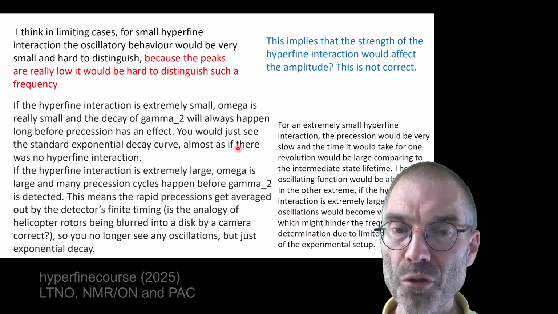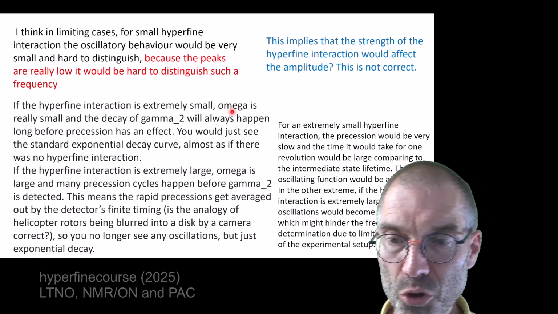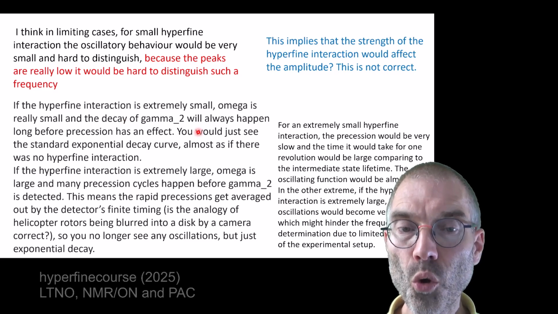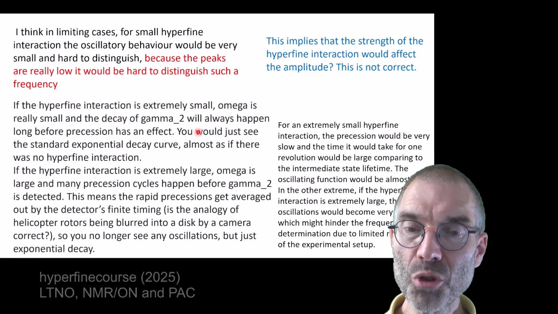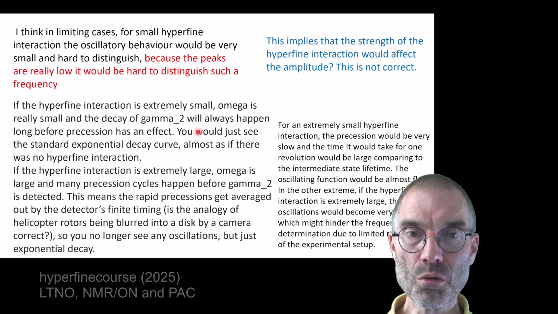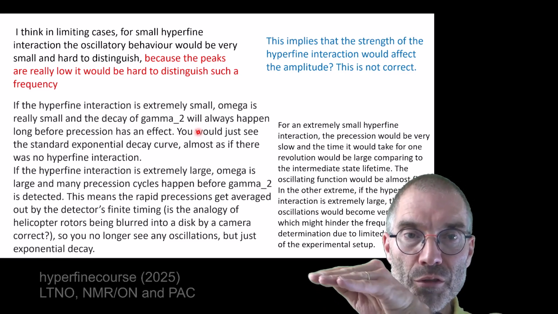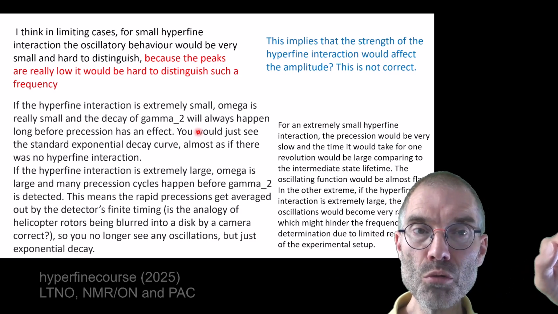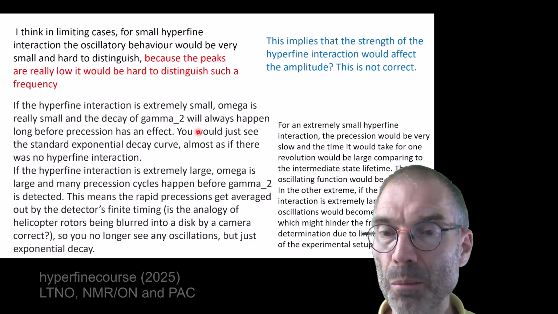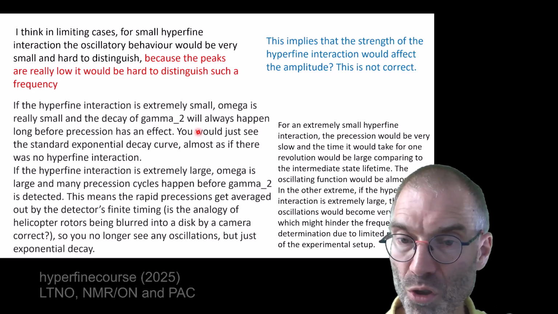If you have a very small hyperfine interaction, then that frequency omega or nu is really small, and the decay of gamma 2 will almost always happen long before the spin has been pointing towards detector 2. So you will still measure an oscillating curve, but with a frequency so slow that it will almost look like a constant, and only for very long time intervals, much longer than you are able to measure, would you rise to the first bump.